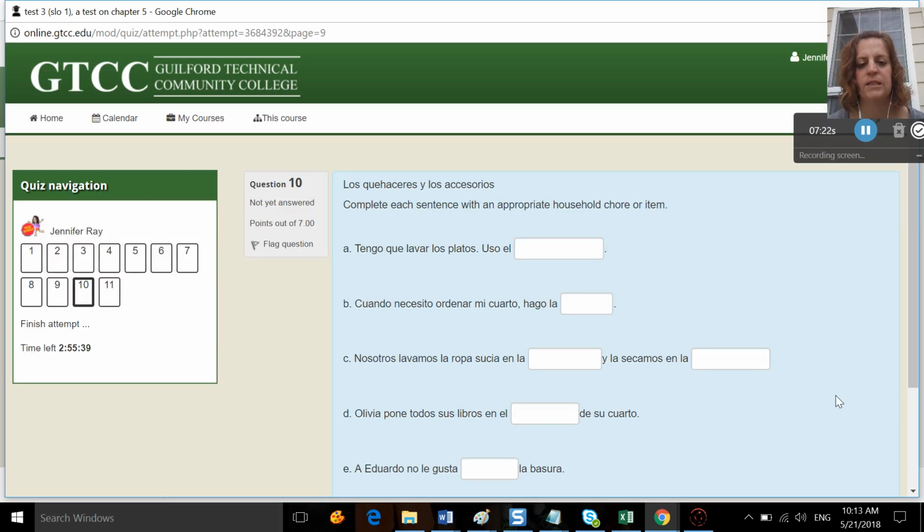Okay, here, los quehaceres y los accesorios. This is vocabulary. Complete each sentence with an appropriate household chore or item.